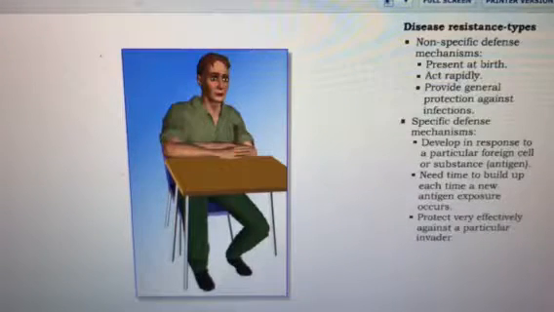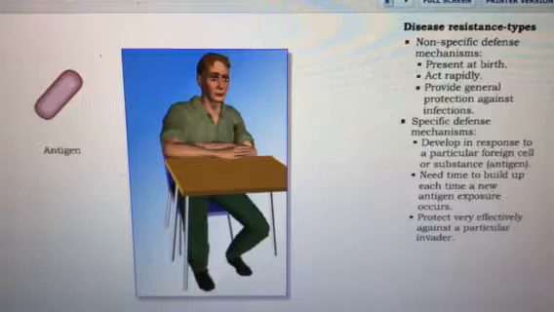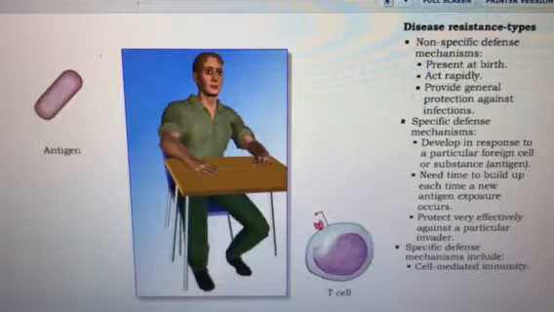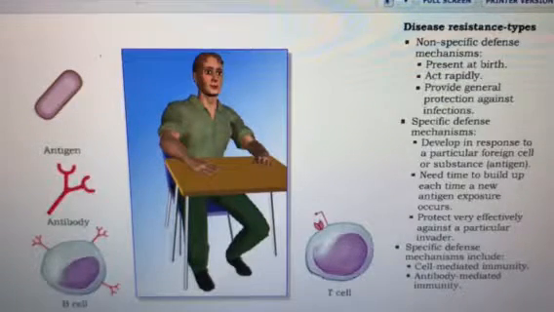Specific resistance is known as immunity. Such defense mechanisms develop in response to specific foreign cells or substances called antigens. Immunity needs time to build up each time a new antigen exposure occurs, but eventually acts very effectively on that particular invader. Immune responses triggered by antigens include cell-mediated immunity and antibody-mediated immunity.